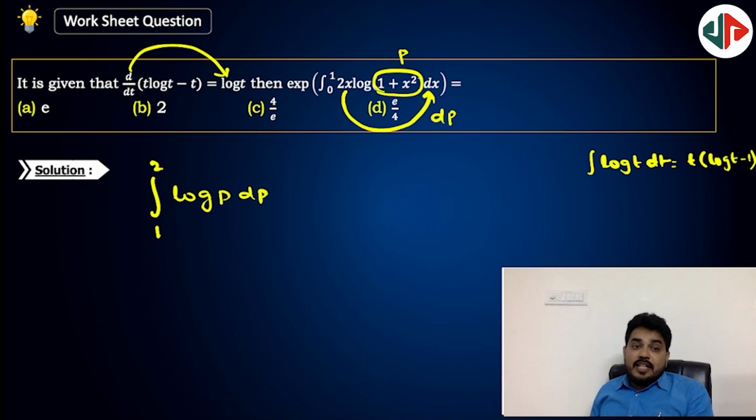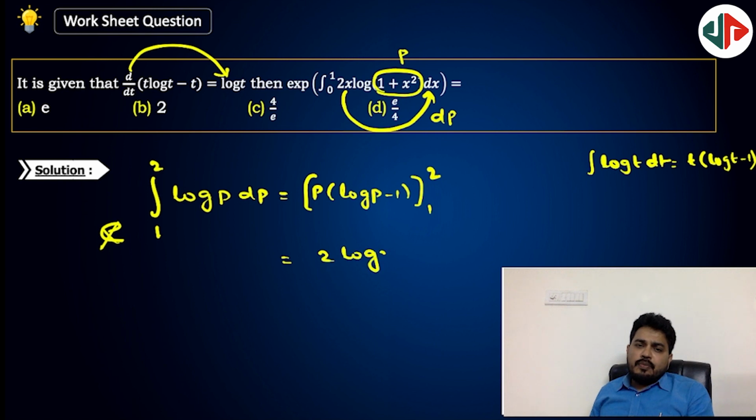And exponential, that means e to the power of. So leave this e part, let us concentrate on this one. What is this? As per this formula, p into log p minus 1 over the limit 1 to 2. So 2 log 2 minus 2, and when you substitute 1, this value will be 0 minus 1, that is minus 1. Total value, you are subtracting, so plus 1 will be there. So this is log 4 minus 1.